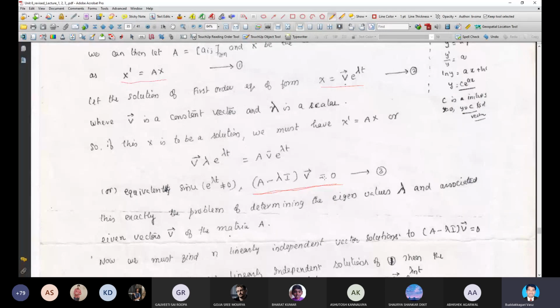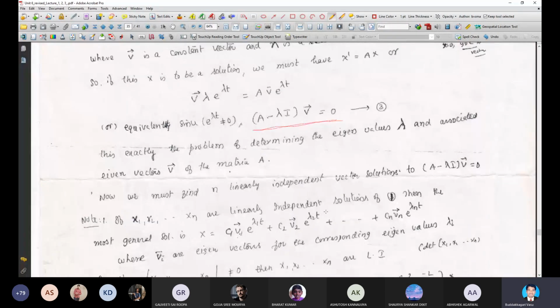There are many eigenvalues and eigenvectors. So therefore, say x1, x2, x3, so on, xn are linearly independent solutions. Then what will be the most general solution? The most general solution will be x is equal to c1 x1 plus c2 x2 plus so on cn xn, right?